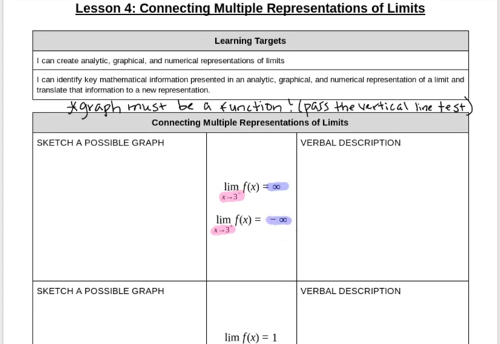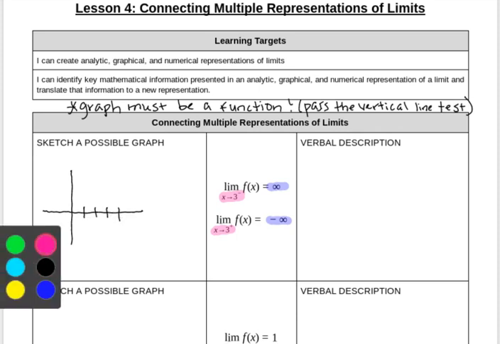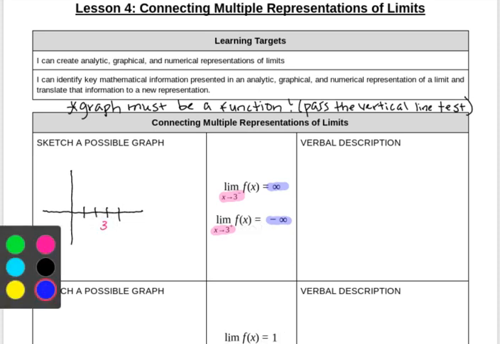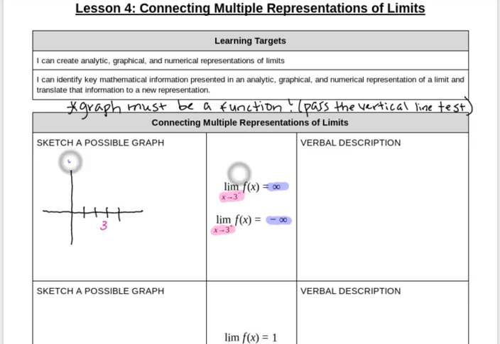In this case, our left limit is going off to positive infinity, and our right limit is going off to negative infinity. So if I wanted to start sketching my graph, I know that the important x value in this case is positive 3. And so I'm going to go ahead and label that because I know that that's going to be important. And I know that the y values I need to pay attention to are positive infinity, all the way up at the top, and negative infinity, which is all the way down at the bottom.